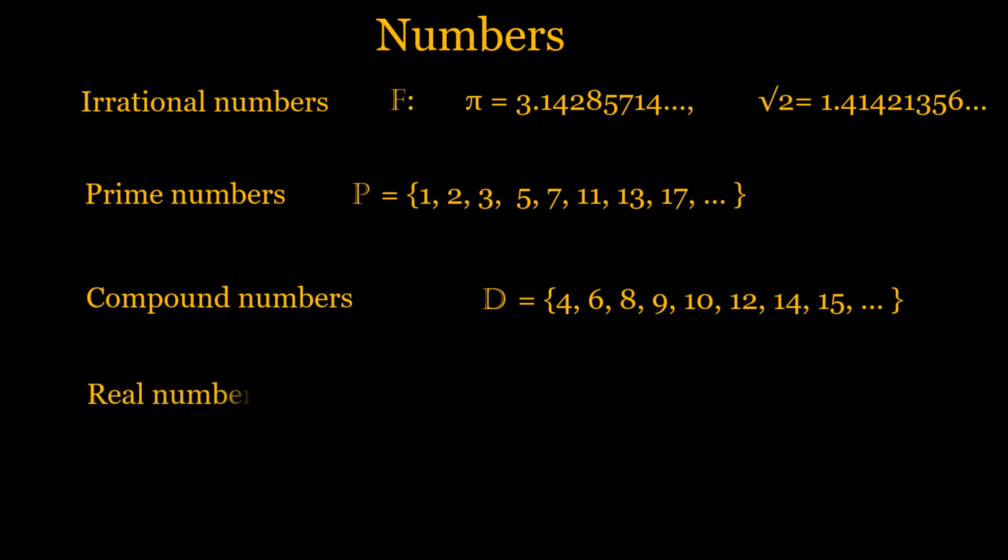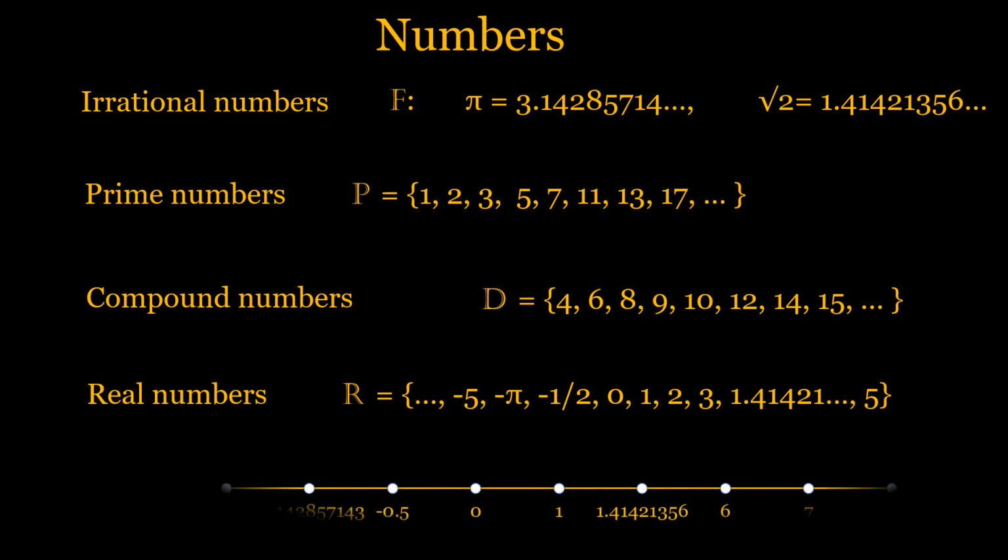Real numbers include all the kinds of numbers mentioned above. They are denoted by the letter R. Examples from the line of real numbers are -5, -pi, -1/2, 0, 1, 2, 3, square root of 2, 5, etc. Such a number line, with negative numbers on the left, positive numbers on the right and a 0 in the middle, includes all the numbers, either whole or fraction, or positive or negative numbers.